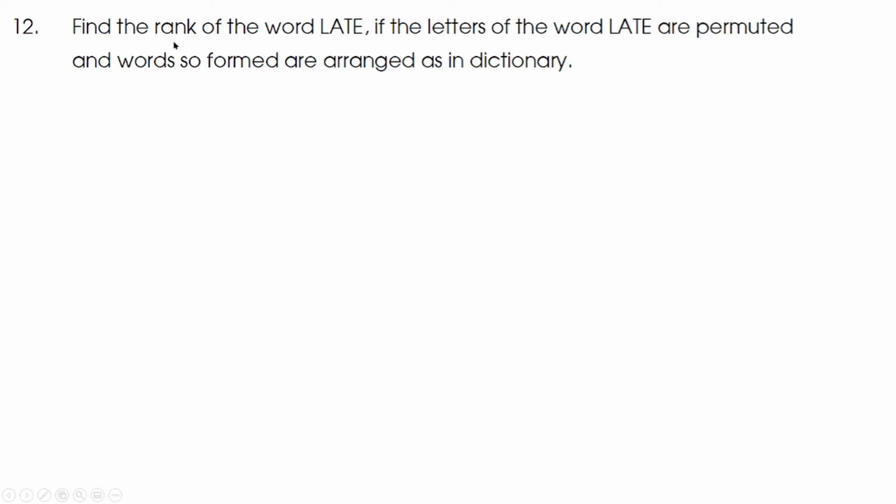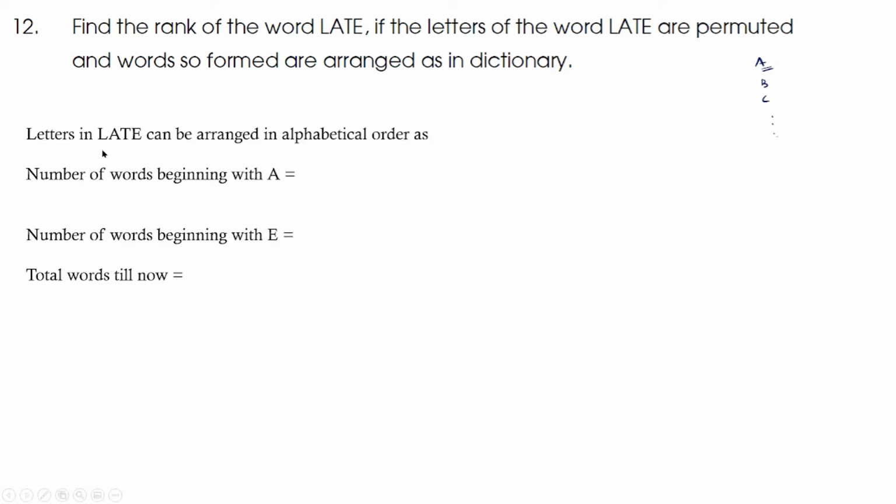Next question, find the rank of the word LATE if the letters of the word LATE are permuted and the words so formed are arranged as in a dictionary. Here we need to find the position of the word LATE. In the dictionary the alphabetical order is followed, A, B, C, like that it goes on, and each word starting with A will also be arranged in the alphabetical order.